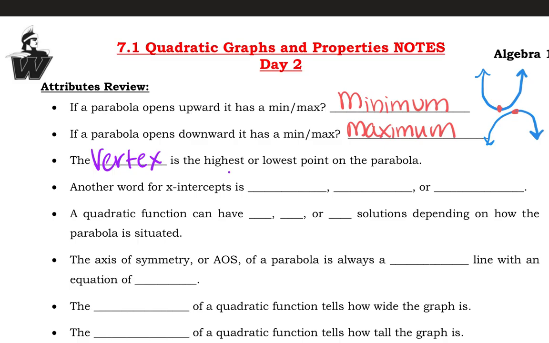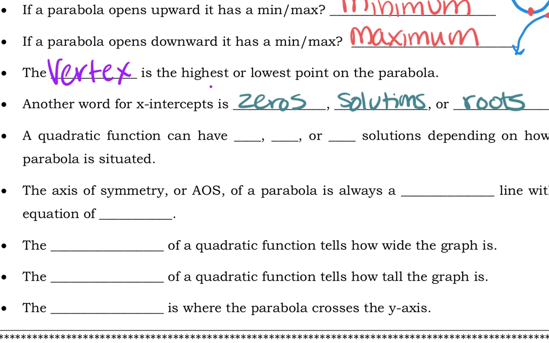Another word for x-intercept. Do you remember any of those words? Zeros is one. Solutions and roots. All right, so all of those, you'll see different ones. I'm going to ask you different ones on the problems on the assignment, but I'm asking for the same thing. They're all x-intercepts.